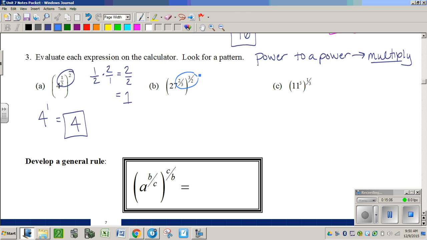Okay, I have 2/3 raised to the 3/2. So we're going to multiply these two together. So 2/3 times 3/2. What's the relationship between these two fractions here? They are called, starts with an R, reciprocals. Nice. So this becomes 6/6, which is just 1. So again, we have something raised to the first power. So that's just 27.